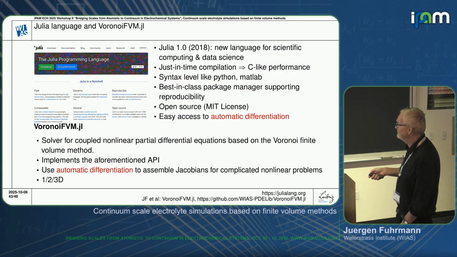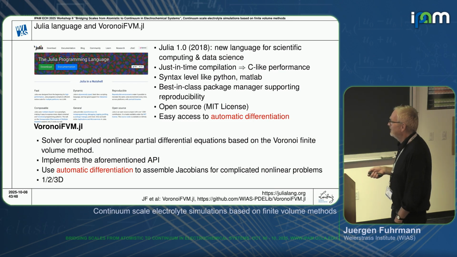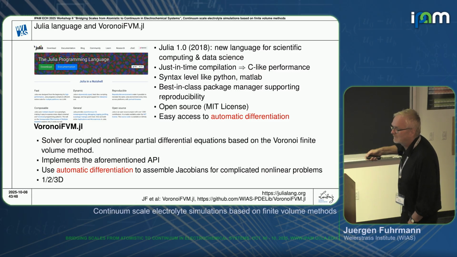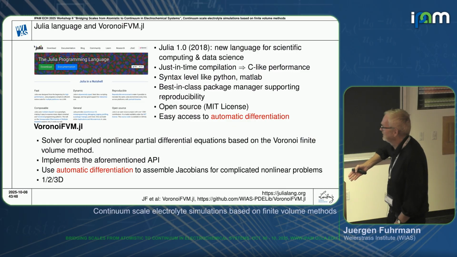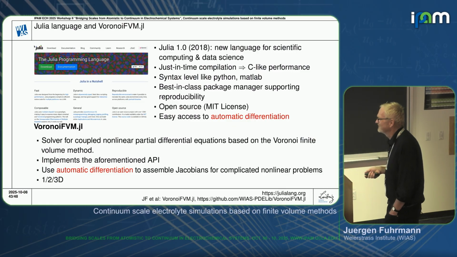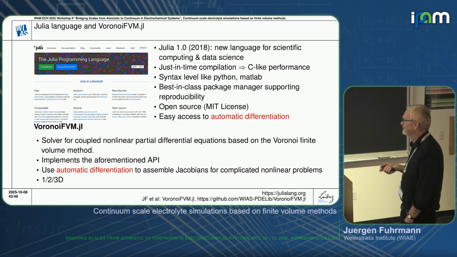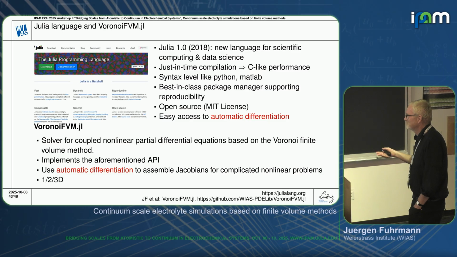Just one thing to mention about why we did this with Julia. One thing in Julia is that we have very easy access to automatic differentiation. That means when we want to create the Jacobi matrices for our Newton method, we just do this by automatic differentiation. So we don't have to write the complicated code for these complicated nonlinear models by hand.